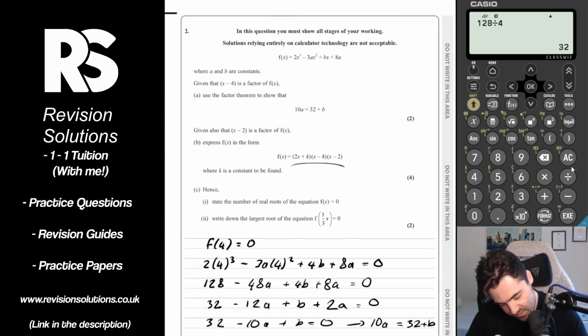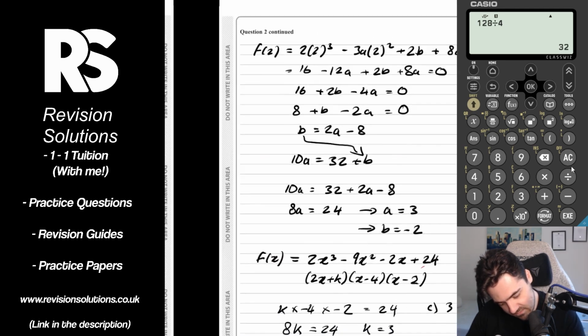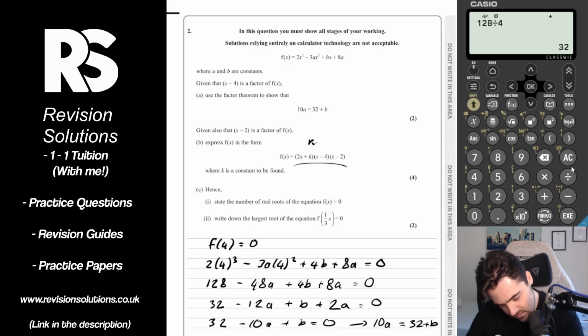And then for the last part of part C, write down the largest root of the equation f of a third x. Well, first off, what are the roots of these? We found k to be 3, so this one's root would be x equals minus 3 over 2. This one would be x equals 4, and this one would be x equals 2. So those are the roots of the regular f of x.